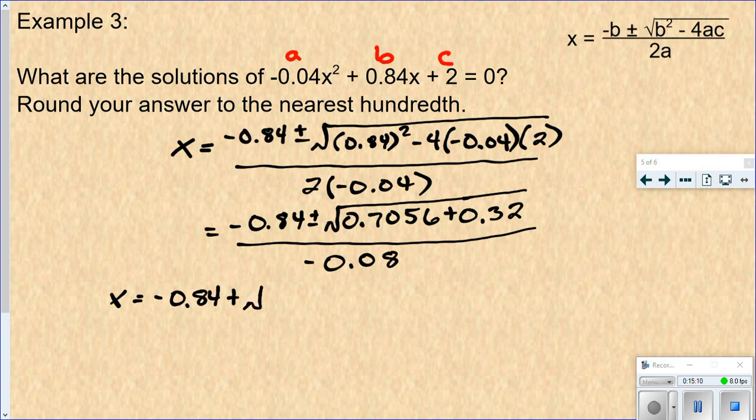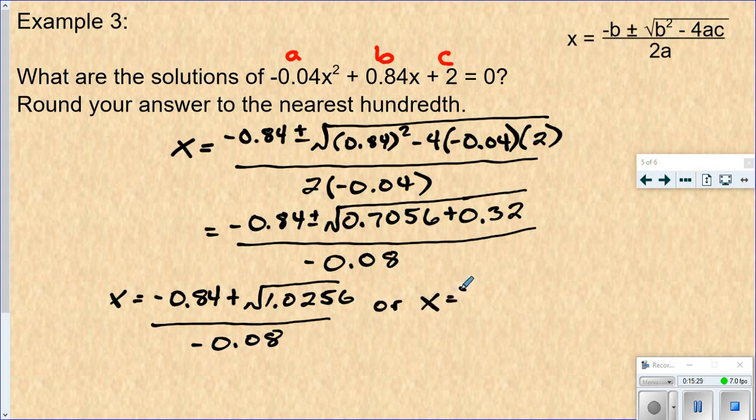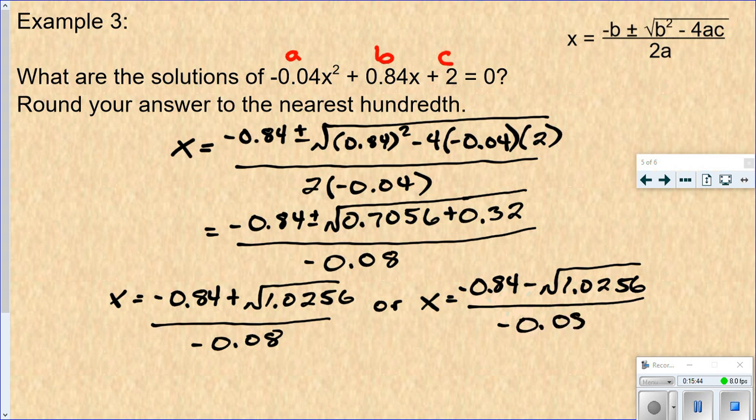Plus the square root of 1.0256 divided by negative 0.08, or x is equal to negative 8400 minus the square root of 1.0256, and then that's divided by negative 0.08. All right, so again, we didn't do any rounding yet. This is the part where we're going to round. And so here's how you want to do this.